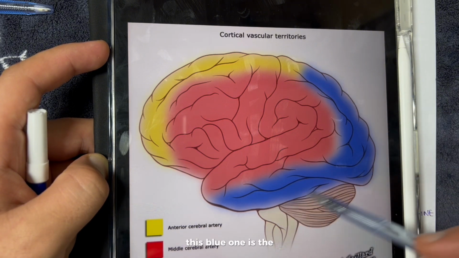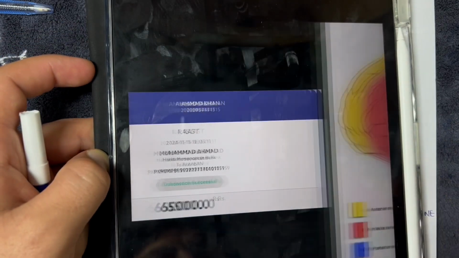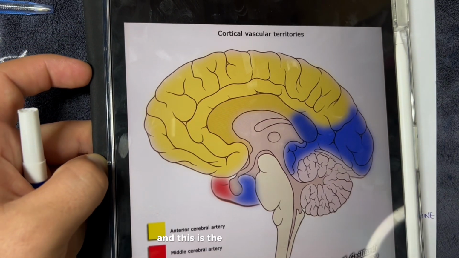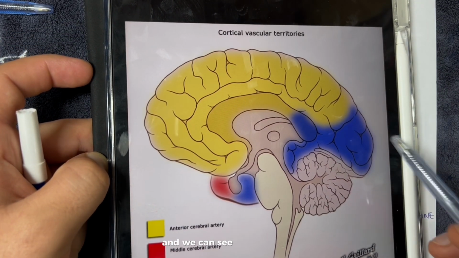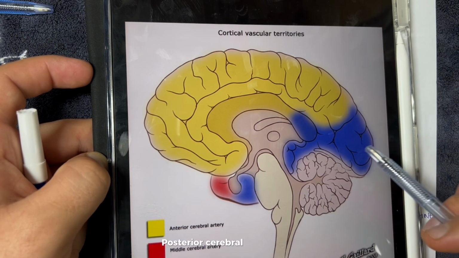This blue one is the supply of the posterior cerebral artery, we can see here, and this is the mid-sagittal view, and we can see this blue part. This is the supply of the posterior cerebral artery.